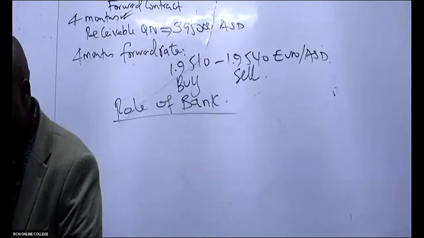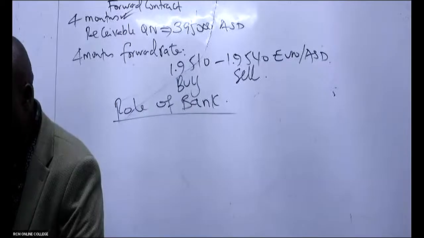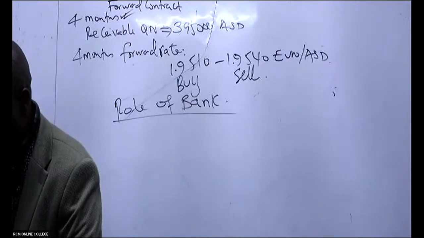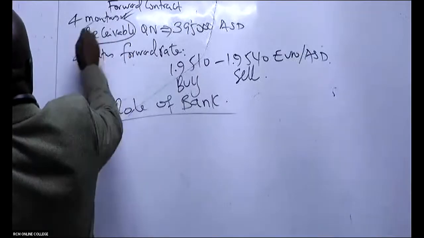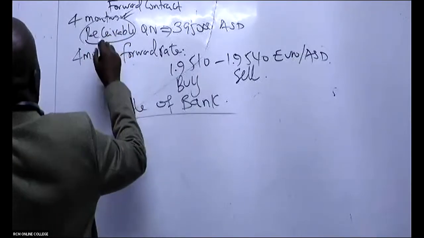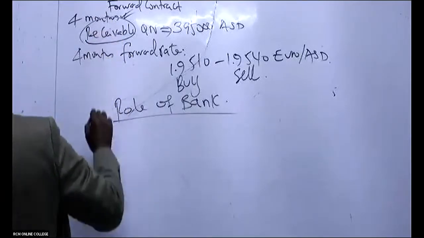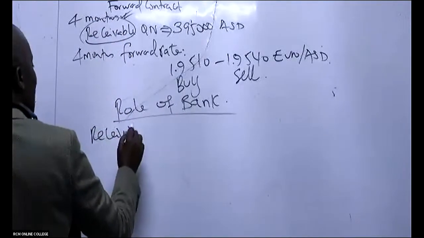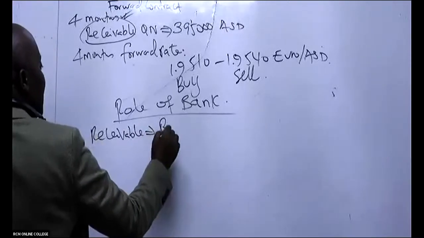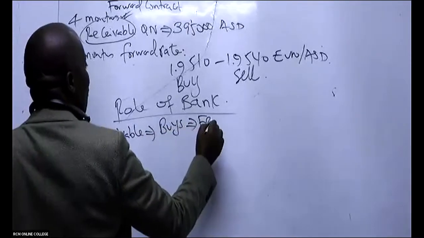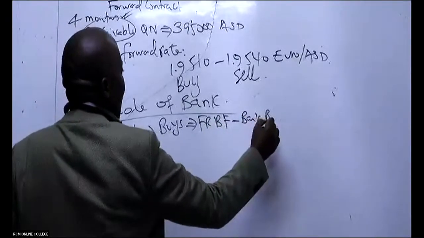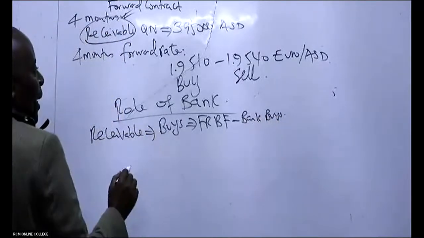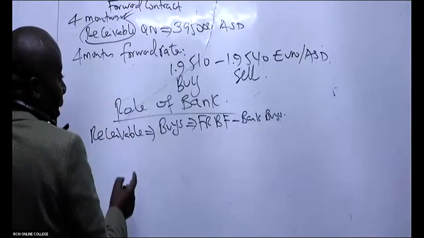So the role of the bank, is it buy or sell? Cecilia, the role of the bank. Remember, you look at this. Receivable. You are receiving. The bank in this case buys, because receivable is even the concept of foreign receipt. Borrow foreign, the bank buys. So the bank shall buy.